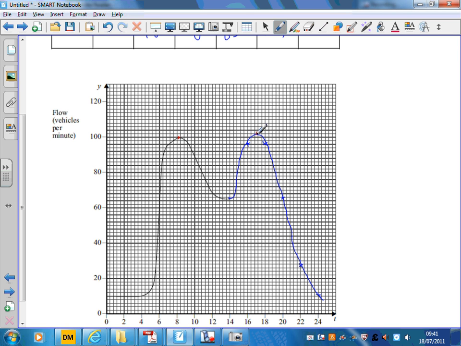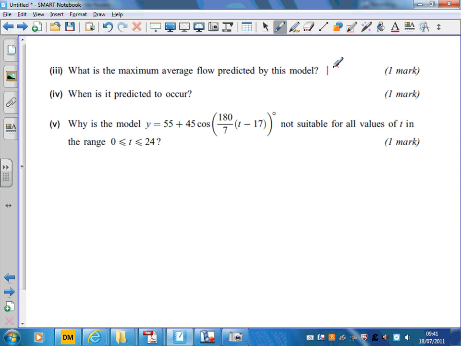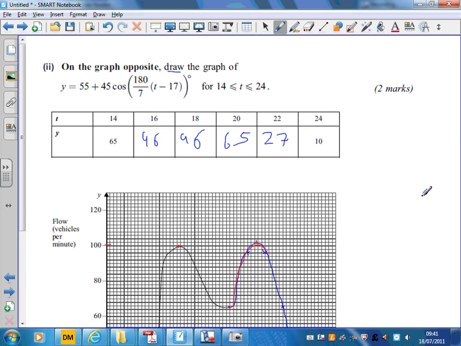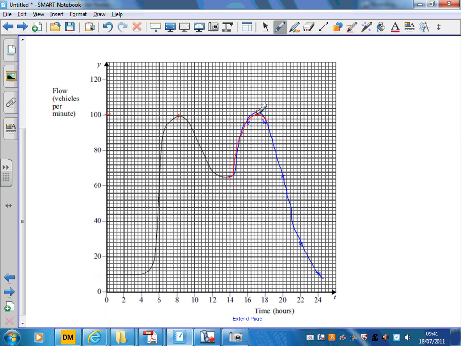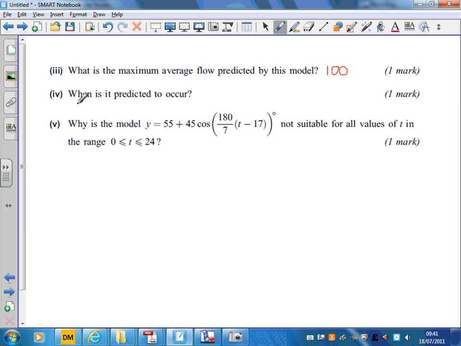So I think I ought to redraw that slightly so it goes exactly up to that point, the same point as this one does. So that means the maximum value is 100. So it's 100 there. So let's fill that in. Maximum flow predicted is 100. When is it predicted to occur? Well, that means just go down, and it looks like it's going to be exactly between 16 and 17. So halfway between is 17.